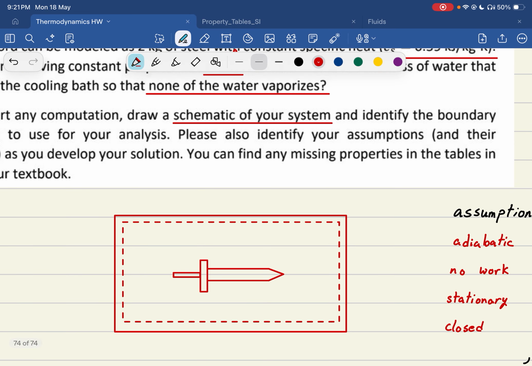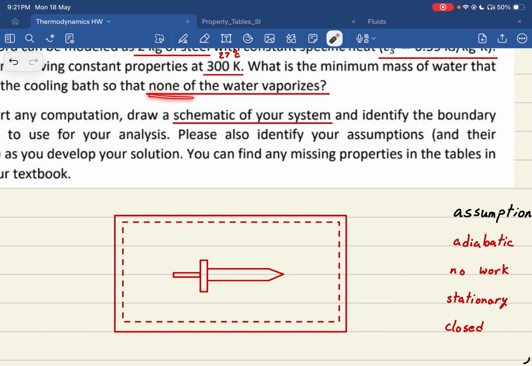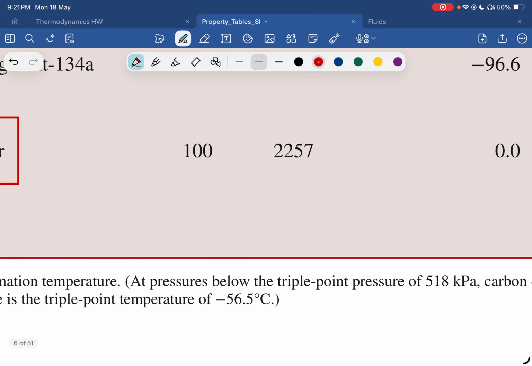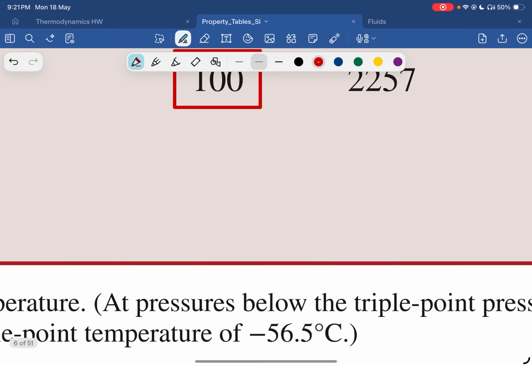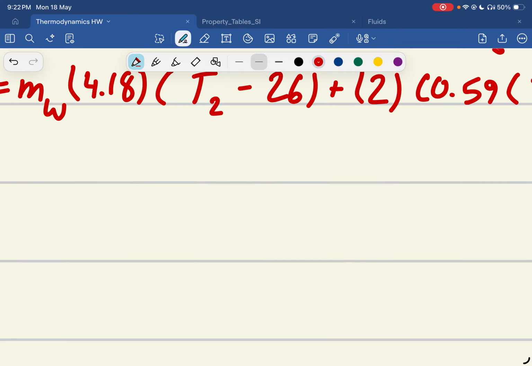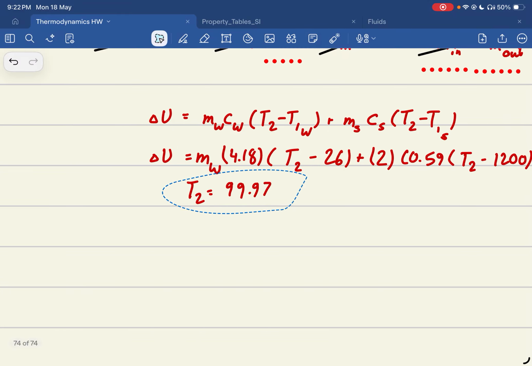In this question, it says none of the water vaporizes. So we look at the boiling point, and it's 100 degrees. We don't want to reach 100 degrees, we just want to go just below. With a quick margin, we could say 99.97, because none of it boils yet. So because none of it boils, we can assume this is T2. We can just plug in 99.97 for T2.